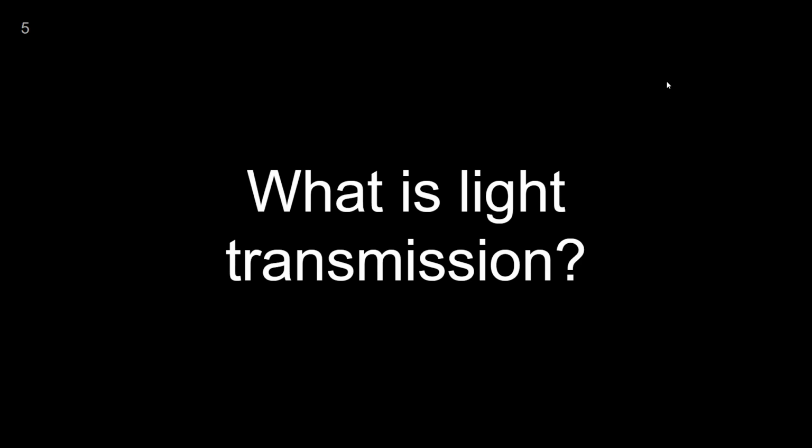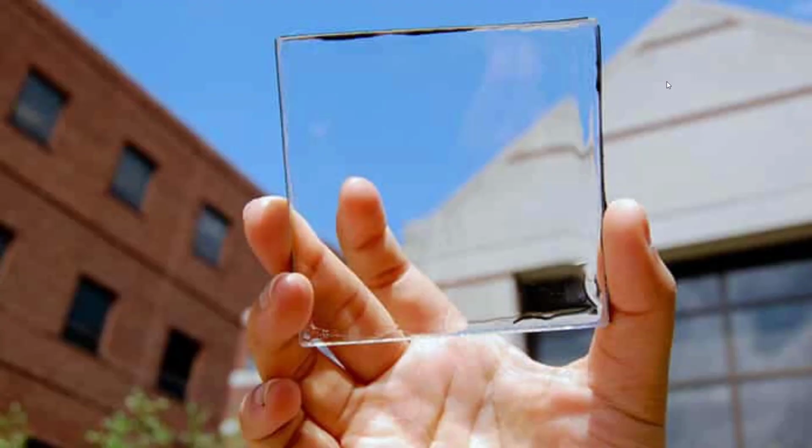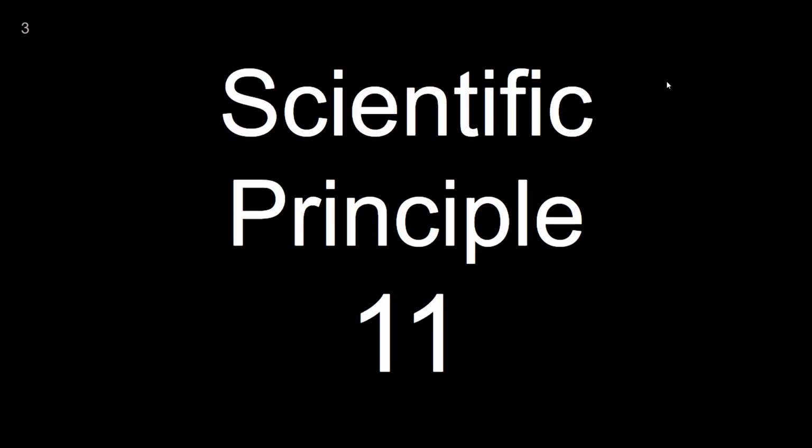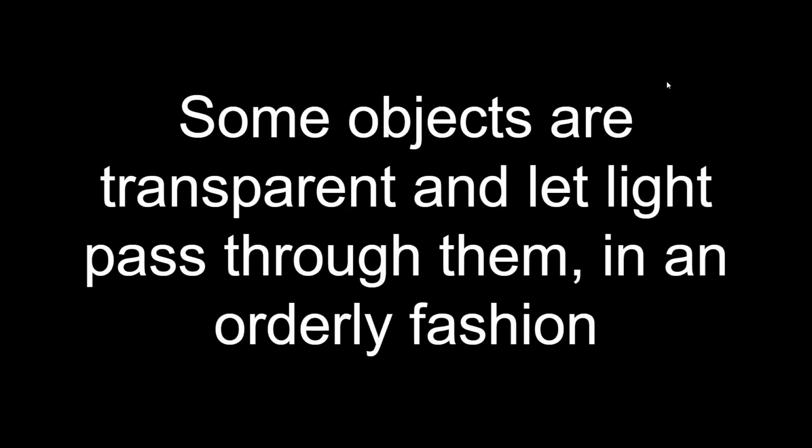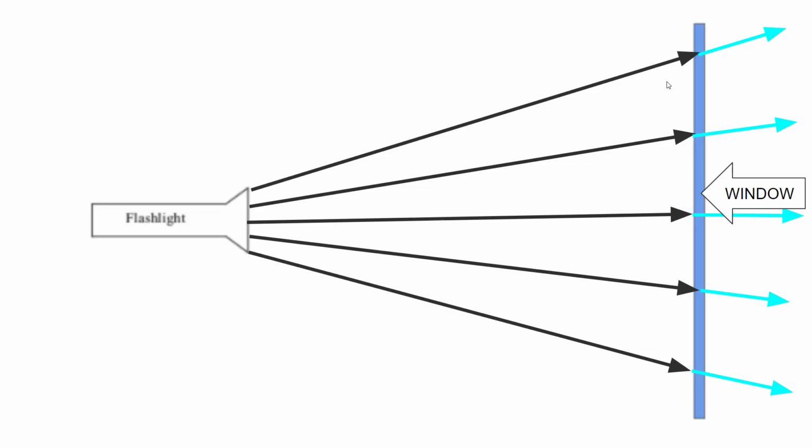So what is light transmission? Light transmission occurs when light rays go through an object such as a window or something clear. Scientific principle number 11. Some objects are transparent and let light pass through them in an orderly fashion.